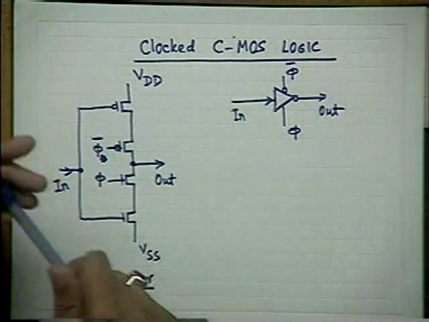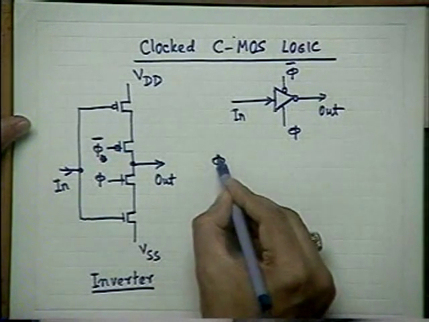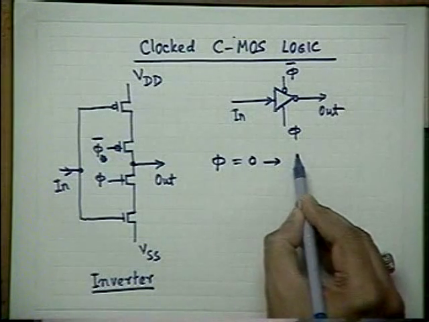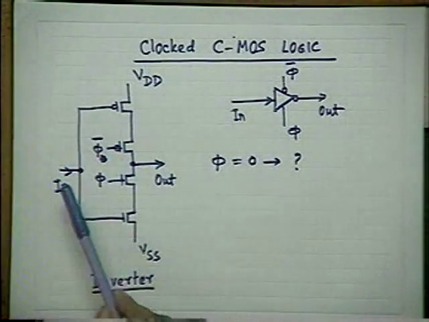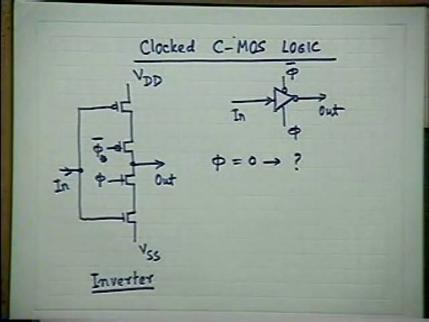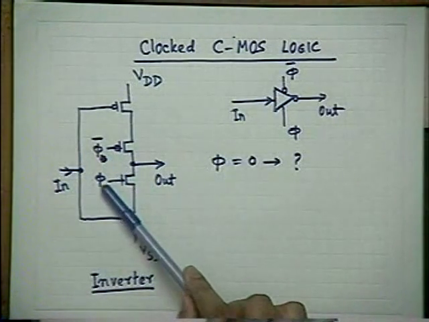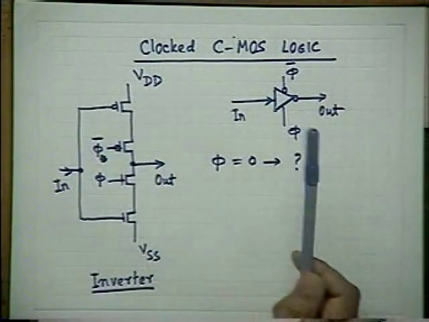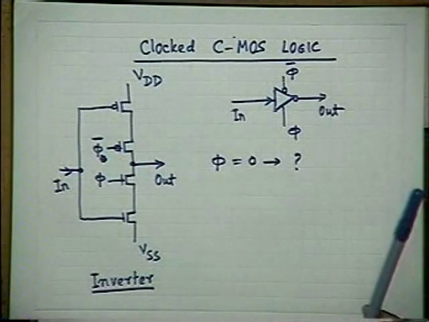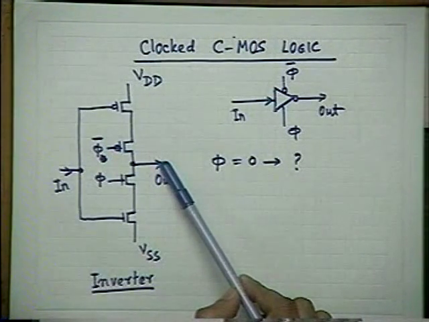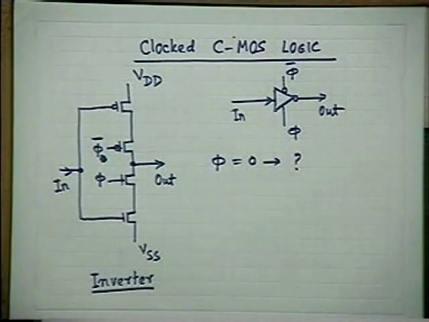When phi is 0, what is going to happen? There is some input available, but phi is 0. So this transistor is off and this transistor is also off, because this is phi inverse. So the output is now just floating. Whatever earlier state was there will be maintained. But this is not a precharge-like kind of thing.